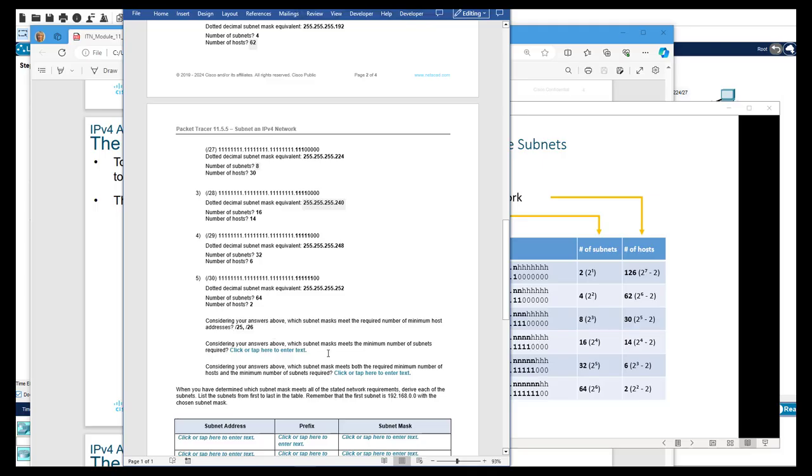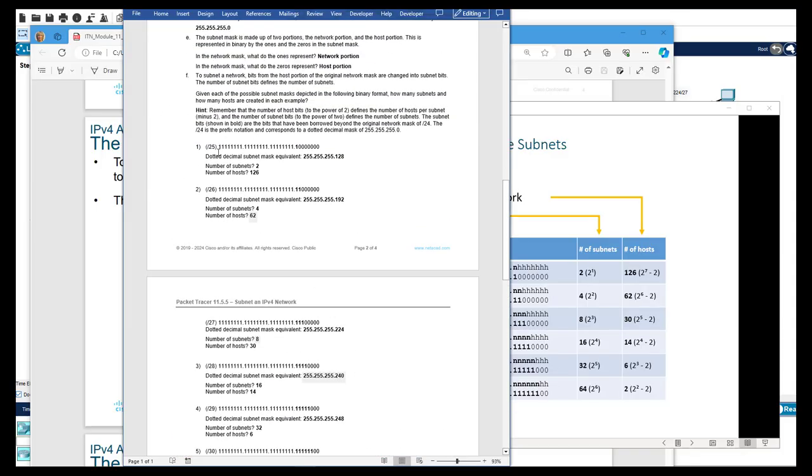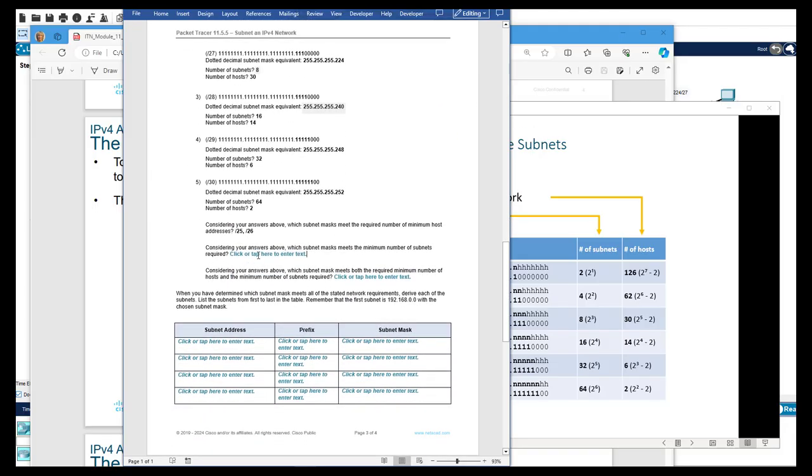And how many of those masks meet the minimum number of subnets? Well, we only need 4, so pretty much all of them except for the /25 are going to meet that requirement of at least 4 subnets.